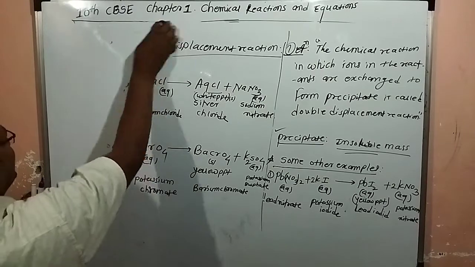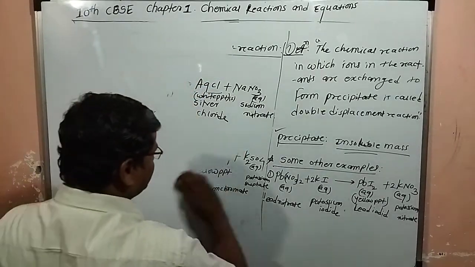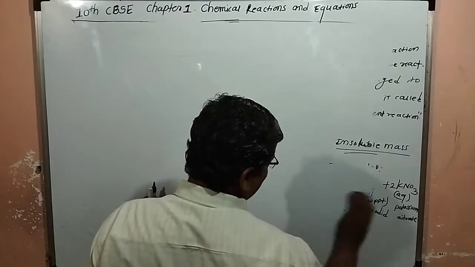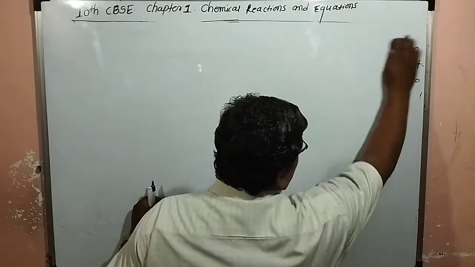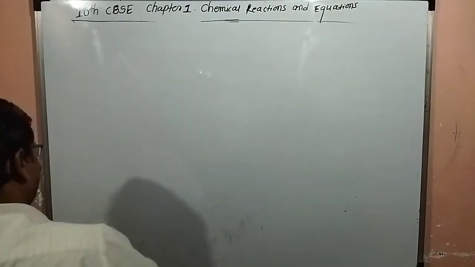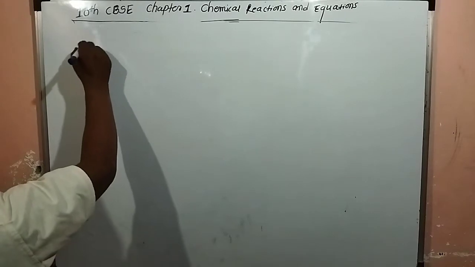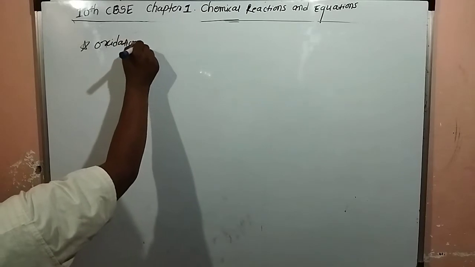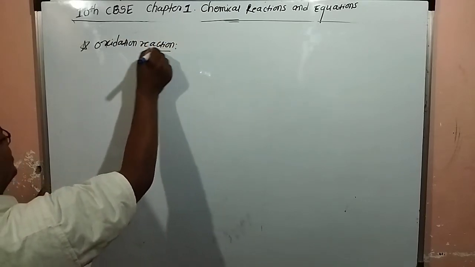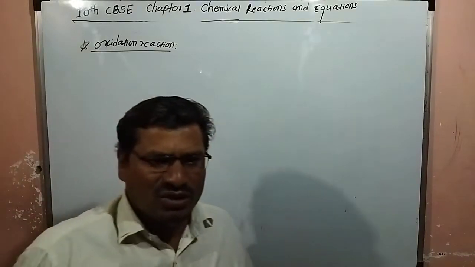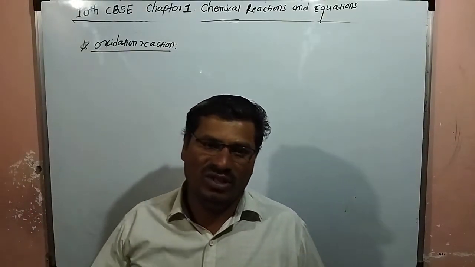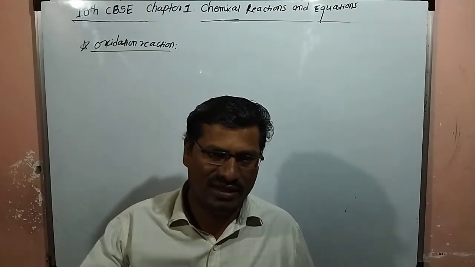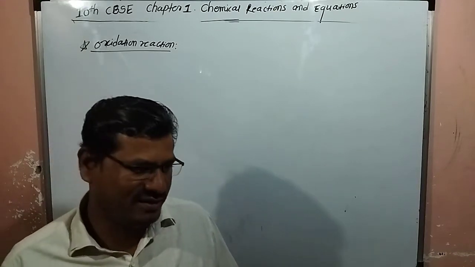I will rub this one, you have to write this in your notebook. After this, the next type of chemical reaction we are going to study is the oxidation reaction. So what is an oxidation reaction? We'll see. I will write some examples first, and with the help of those examples we will understand what an oxidation reaction means, then we'll take the definition, and then we'll see the reduction reaction.